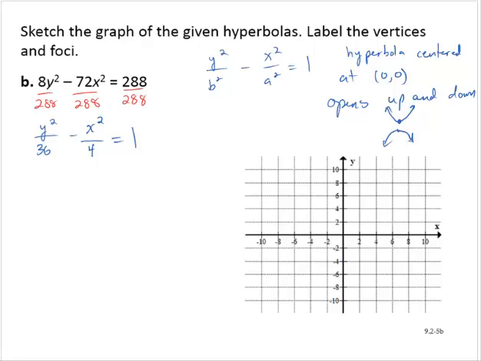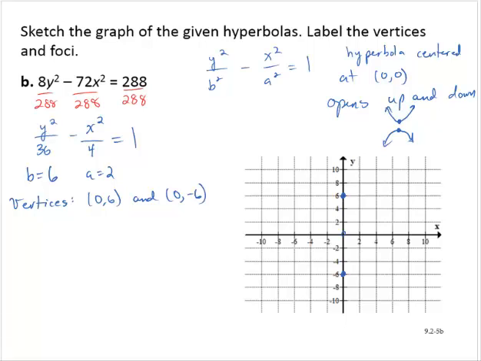And the vertices are those points at the bottom and top of the branches. So b squared is 36, b is equal to 6, and a is equal to 2. From the center, 0, 0, I'm going to go up 6 units, that's a vertex, and down 6 units, that's a vertex. So the vertices are at 0, 6, and 0, negative 6.